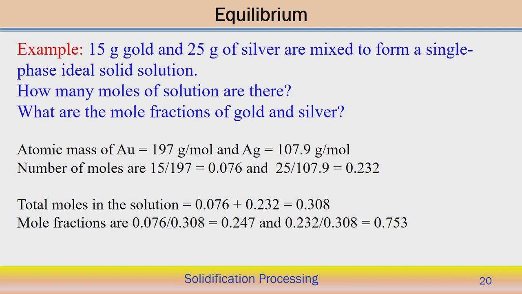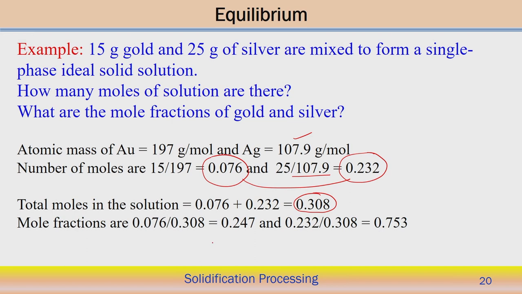We know the atomic mass of gold is 197 gram per mole, and silver is 107.9 gram per mole. So the number of moles present in 15 gram of gold is 15 divided by its atomic mass, and it becomes 0.076. In the case of silver, there are 25 gram of silver, and 107.9 is the atomic mass of silver, and from there you get 0.232. Therefore, the total moles in the solution, the summation of these two, is 0.308.